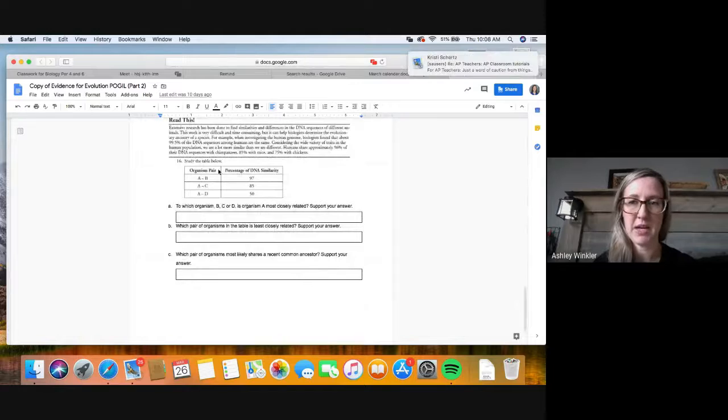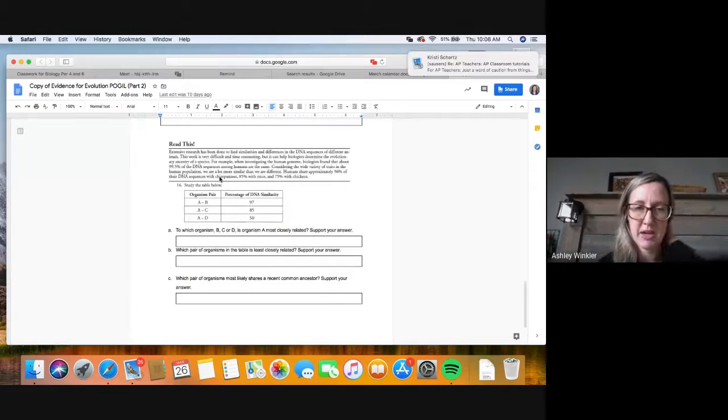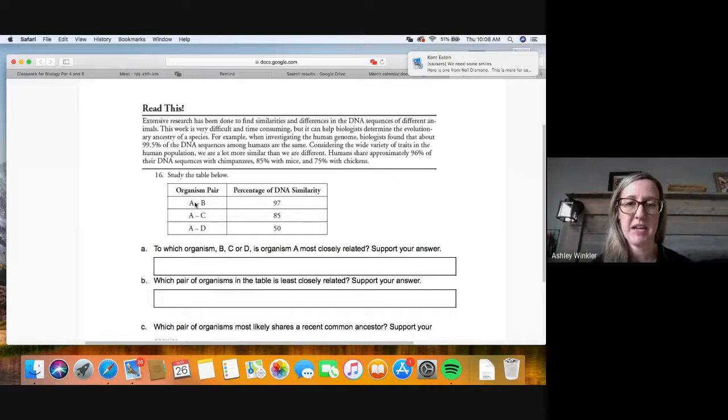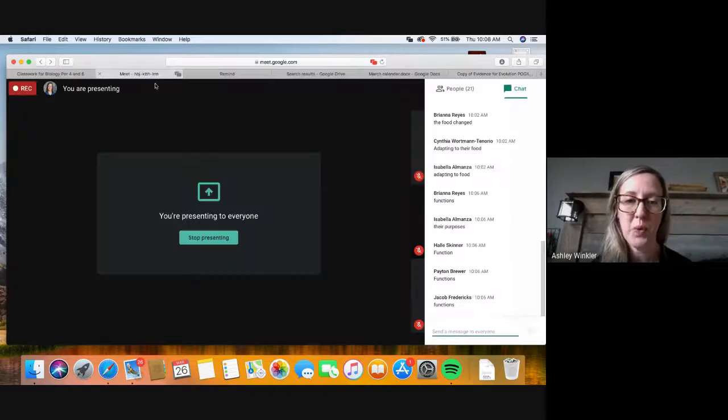And then also down here, the other thing that they're talking about is to look at these organism pairs. Let's see if I can zoom in. Organism A and B, it says they have 97% of their DNA similar. Organism A and C have 85% of their DNA that's similar. And then organism A and D, they have 50% of their DNA that is similar. So, based on that little data table, which organisms do you think are the most closely related?